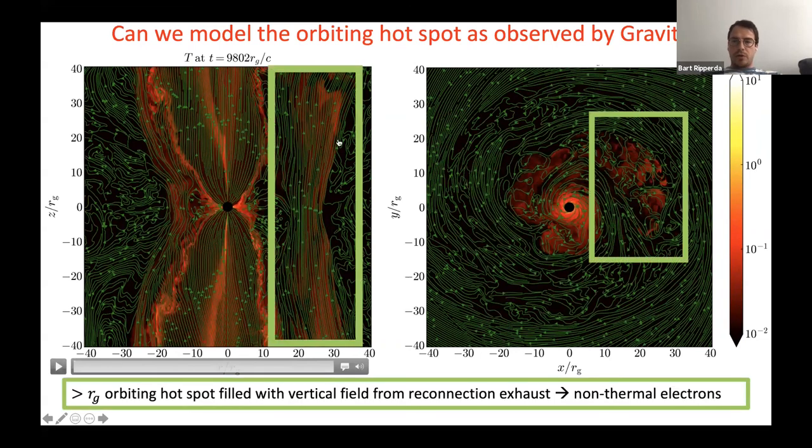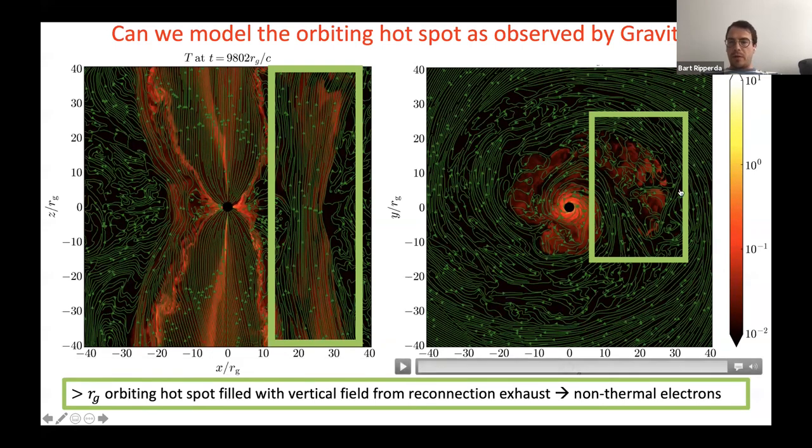And I will put a box just to make it clear. So the current sheet was hot, it did its reconnection, and all the exhaust, so all these plasmoids that formed the vertical field that I explained earlier on, the vertical field sort of piles up here in one large flux tube that is sort of spiraling around.